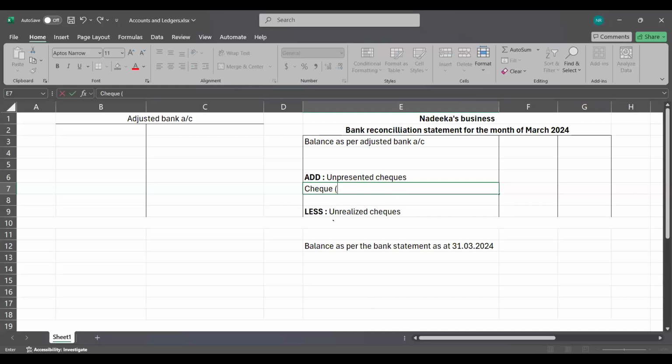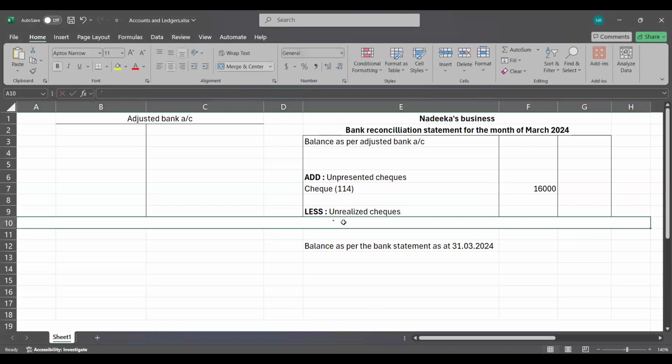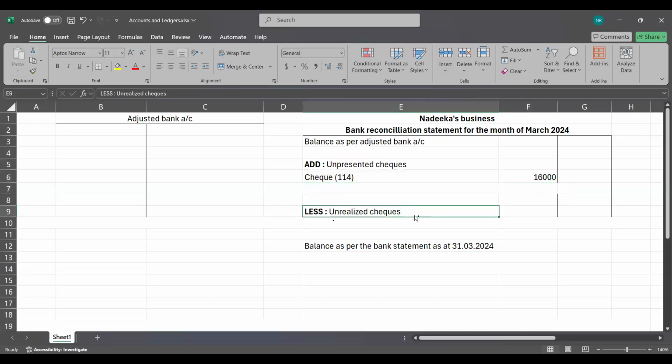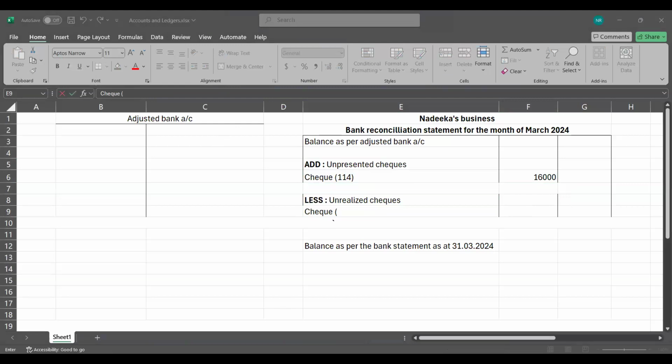16,000, yes. And you can record the check number inside the brackets, which is check number 114. And next you've got unrealized checks, which is going to be around 14,000, right? Exactly. Okay, thank you so much. So we are done recording the unrealized and unpresented checks.